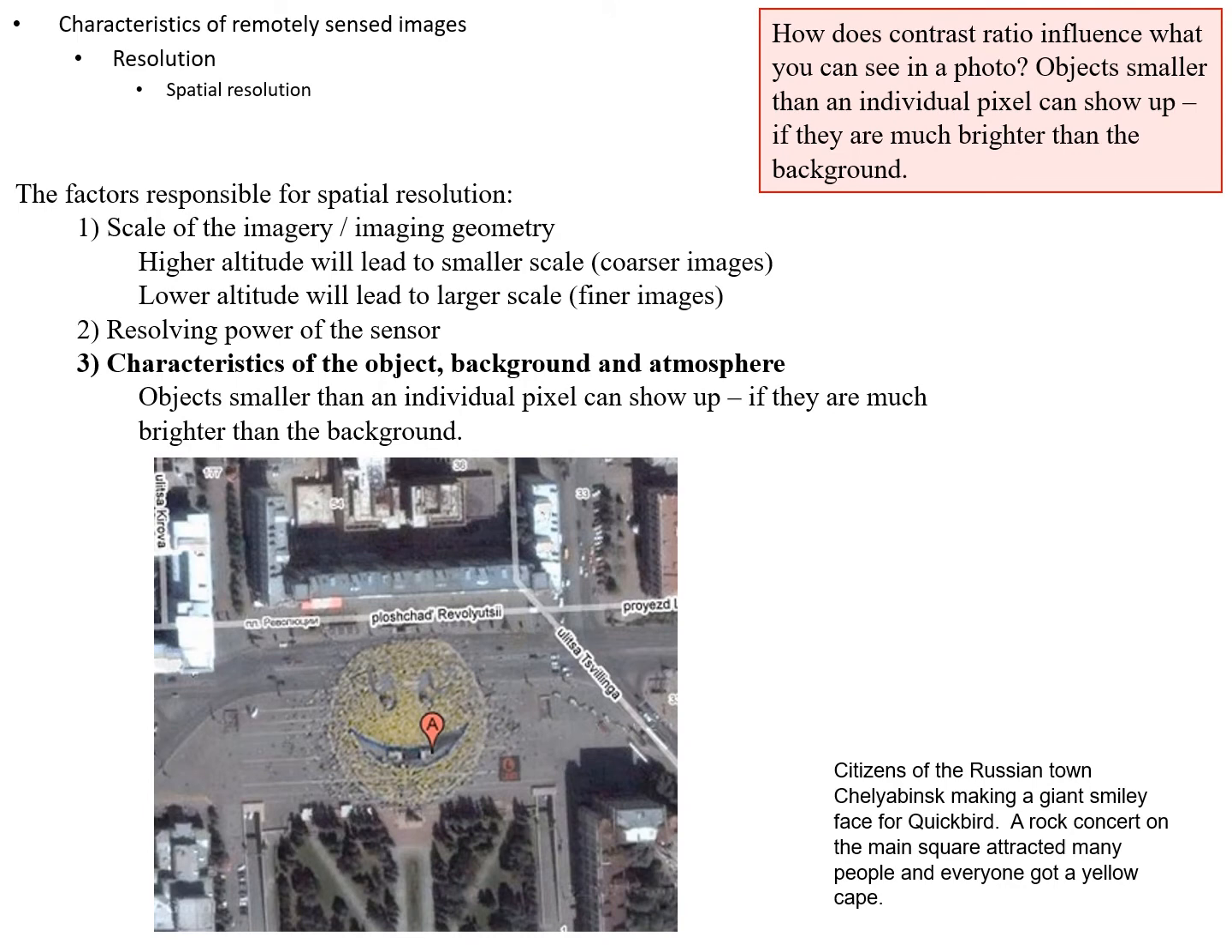Another factor responsible for spatial resolution is the characteristics of an object and then the background in the atmosphere. Objects smaller than an individual pixel can show up if they're much brighter than the background. And this is, if you see, the smiling face was created during some sort of celebration, and everyone was given a yellow umbrella. But you can see this as well as you can because it's very different from the background. And so it tends to dominate the individual pixels, and that allows you to make an image which can then be captured by an overflying satellite.